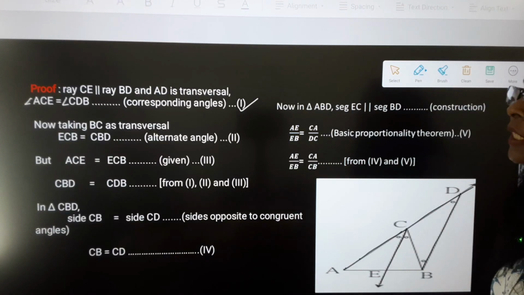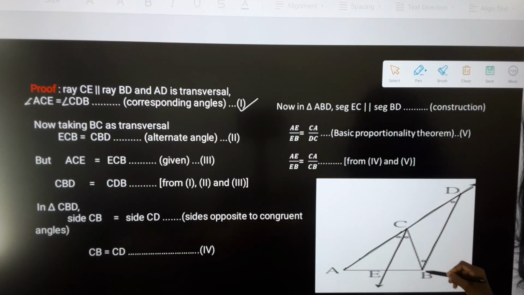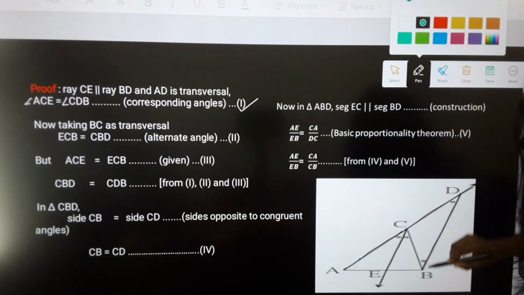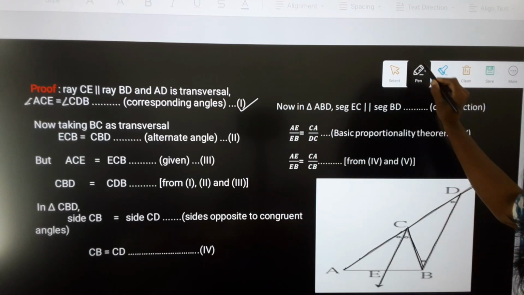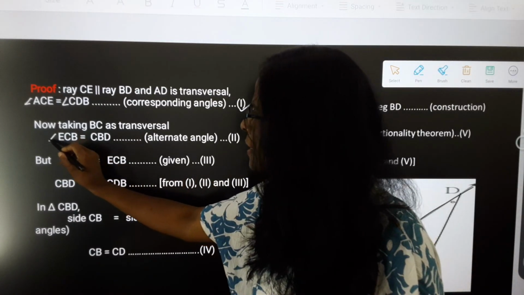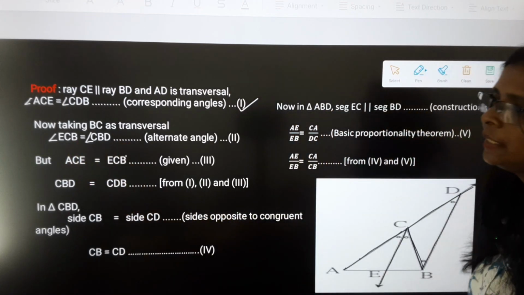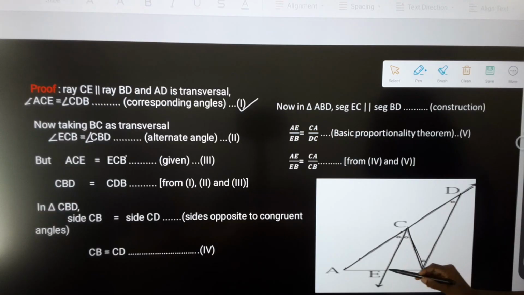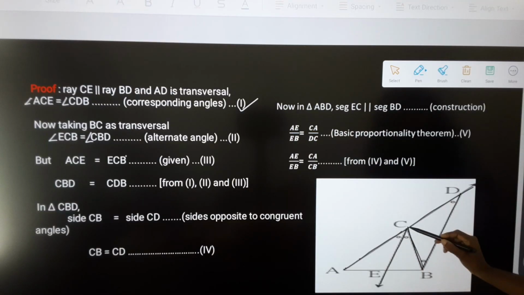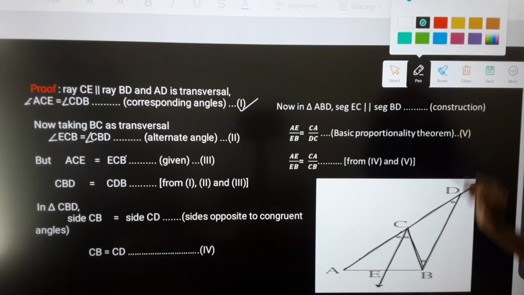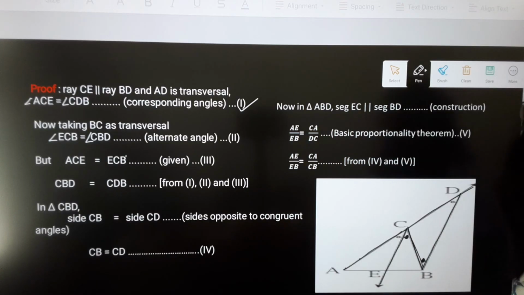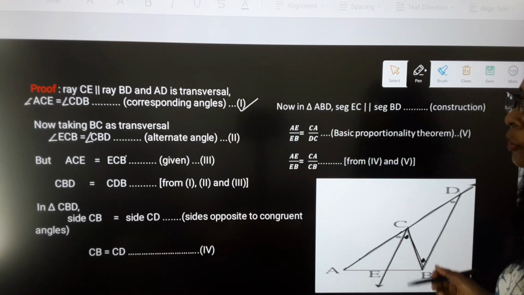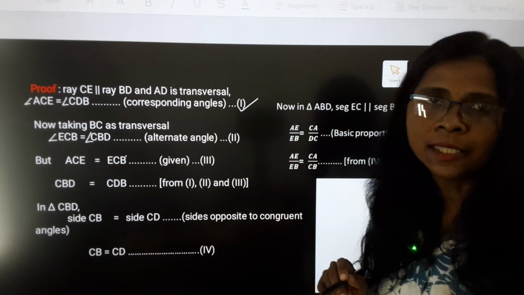See here, students, angle ACE is equal to angle CDB, and these are corresponding angles. Now secondly, we take BC as a transversal, students. Then we say that angle ECB is equal to angle CBD. See here, students, these two angles are congruent, and these are alternate angles. Call it the second equation.